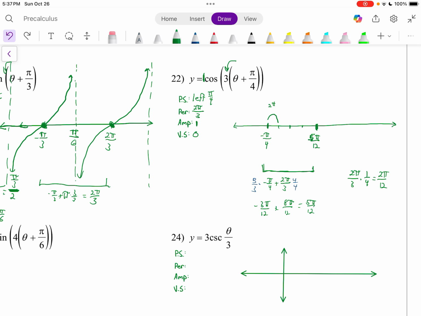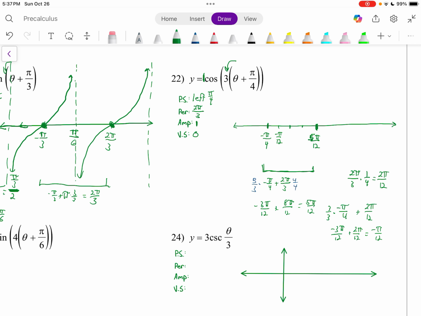So let's get rid of those. So we're going to take this negative pi over 4 and add 2 pi over 12. And so this, we need to get a common denominator. So this is really negative 3 pi over 12 plus 2 pi over 12. And I'm writing this all out, but this is going to be a little bit easier once we get started here. So this is going to be negative 1 pi over 12. So this spot is negative pi over 12.